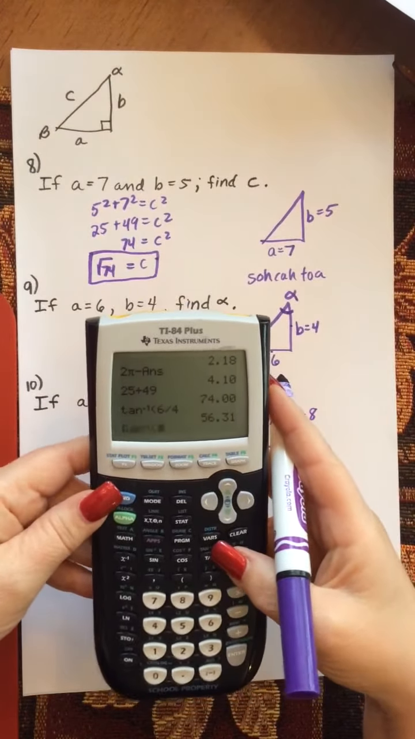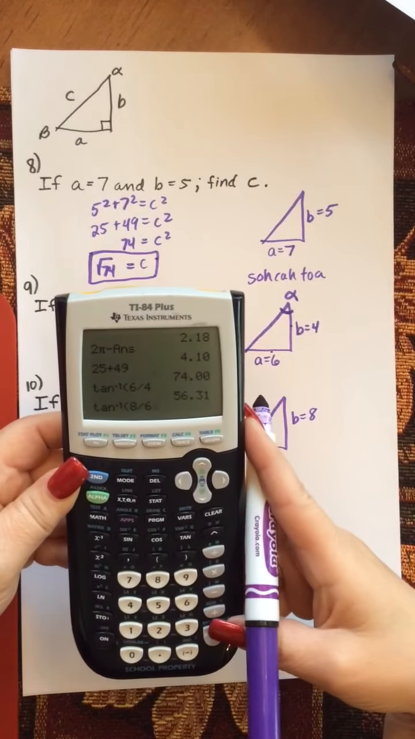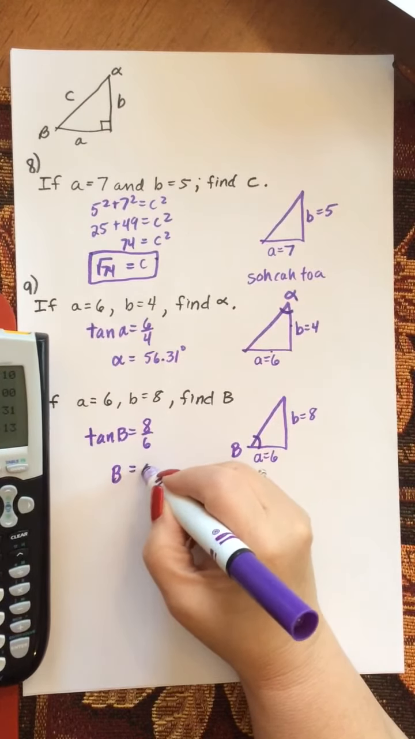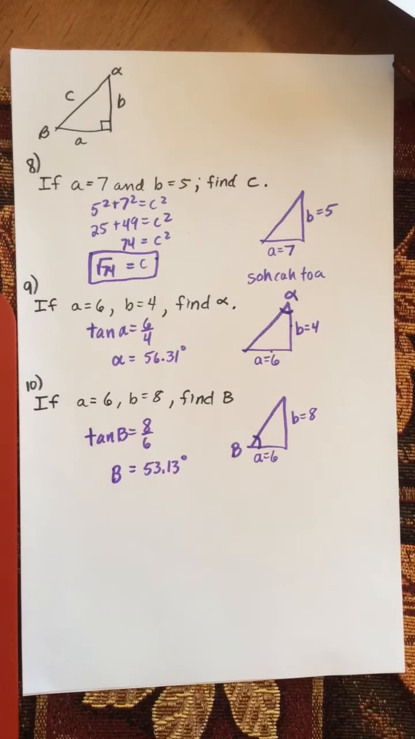So I go second tangent, 8 divided by 6. I use second because I'm trying to find the angle, and I get that beta is equal to 53.13 degrees. All right, we've solved triangles.